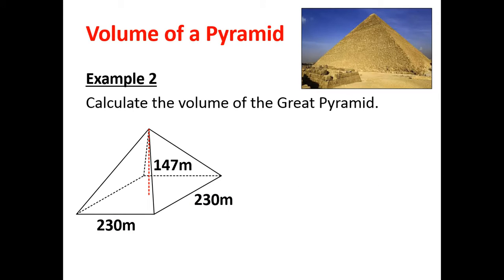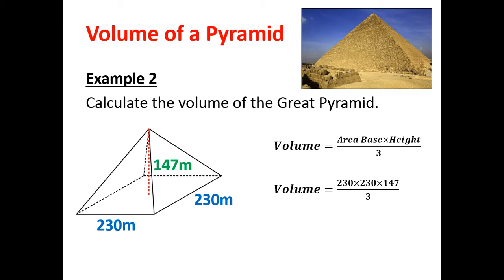Alright, example number 2. We're going to calculate the volume of the Great Pyramid. Well, the Great Pyramid is about 230 meters on the base by 230 and has a height of 147 meters approximately. So we're going to calculate the volume by going area of base times height divide 3. So let's substitute in some numbers. The area of the base is 230 times 230, which is a square, and the height is 147, and we're going to divide that all by 3.